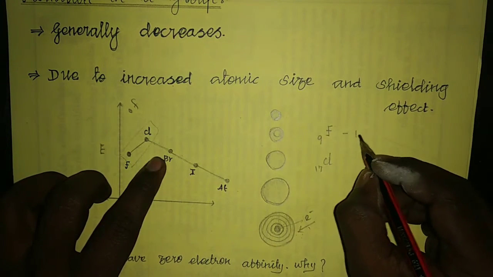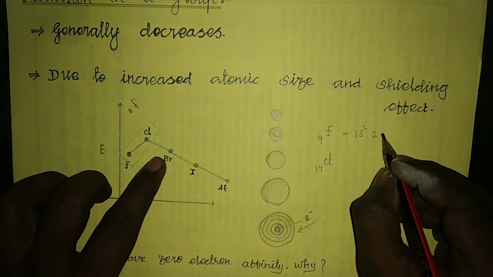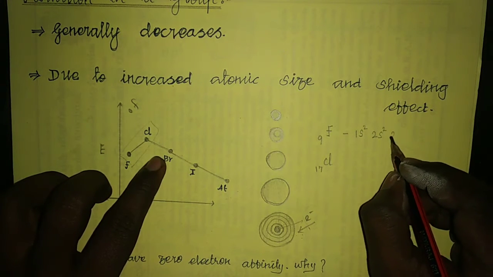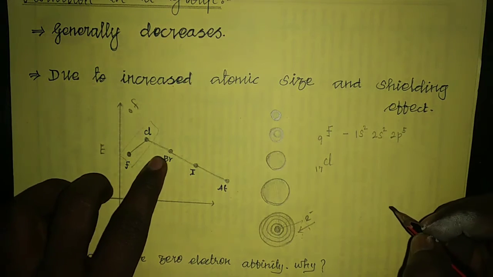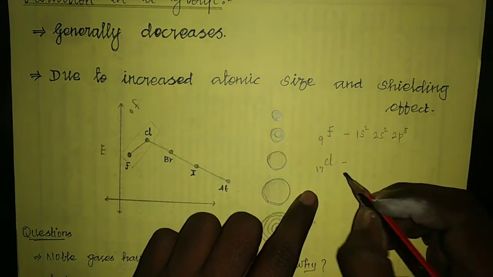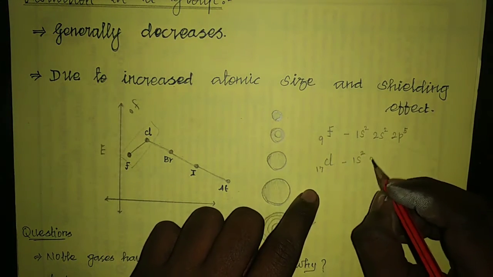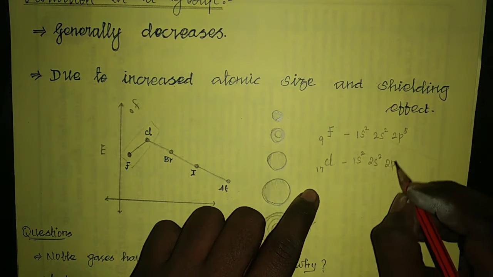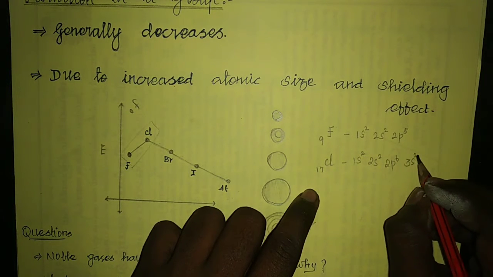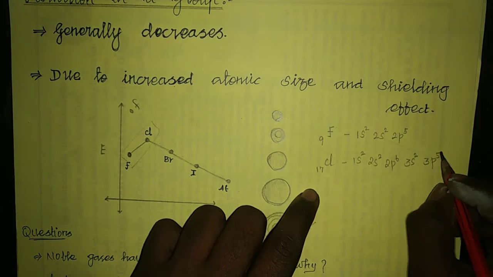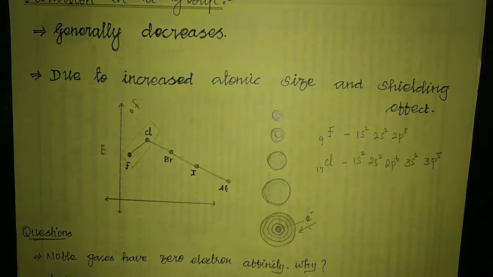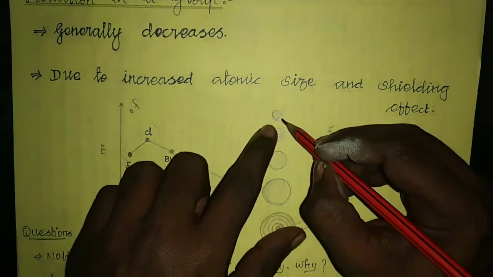The electronic configuration will be 1s2, 2s2, 2p5. This is the electronic configuration of fluorine. Then if we take chlorine, it is 1s2, 2s2, 2p6, then 3s2, 3p5. This is the electronic configuration of chlorine. Okay? So imagine this is fluorine.